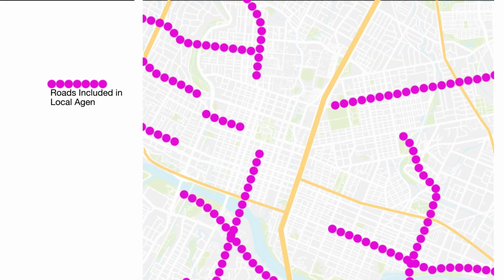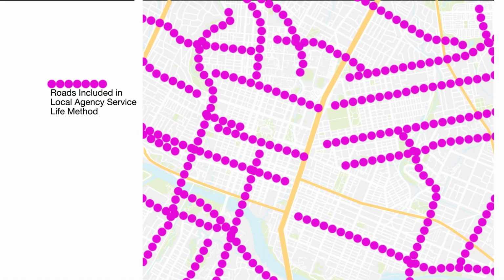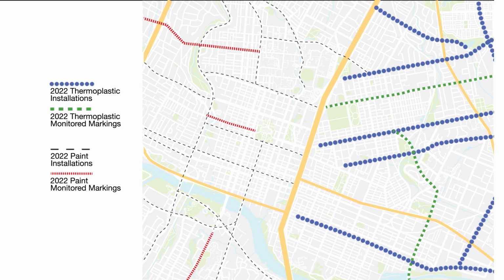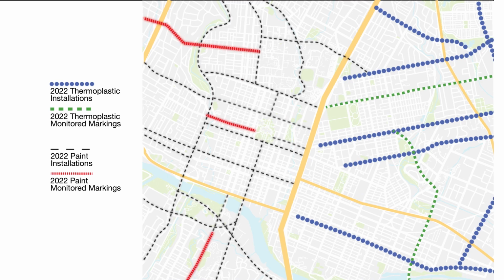If you are one of the many agencies that hasn't yet determined the service life of your pavement markings, then you may be able to obtain that data by using the service life based on monitored markings method for a few years. With this method, an agency organizes their pavement markings into groups with similar installation dates, characteristics, and conditions, then selects a representative sample of the markings within each group to monitor.